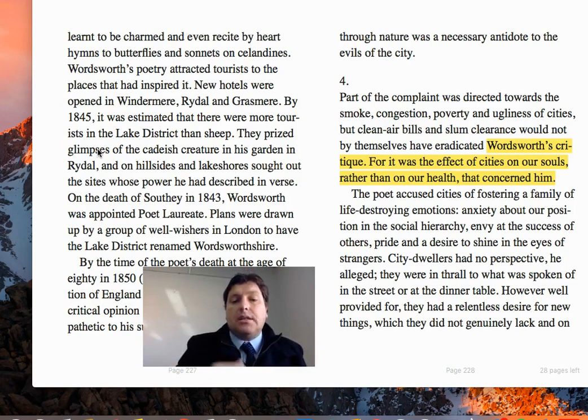questions. And so we start with some information about Wordsworth and the Lakes District in this particular chapter, but it gets really interesting here in the part 4. Part of the complaint was directed towards smoke, congestion, poverty and ugliness of cities, but clean air bills and slum clearance would not by themselves have eradicated Wordsworth's critique. For it was the effect of cities on our souls rather than on our health that concerned him.